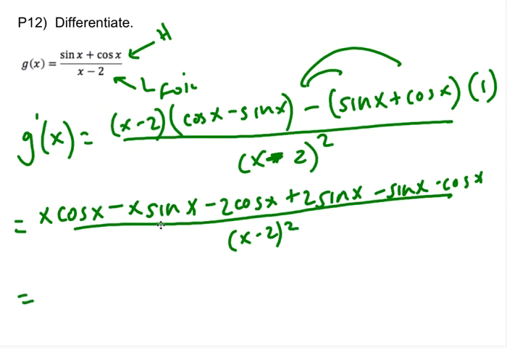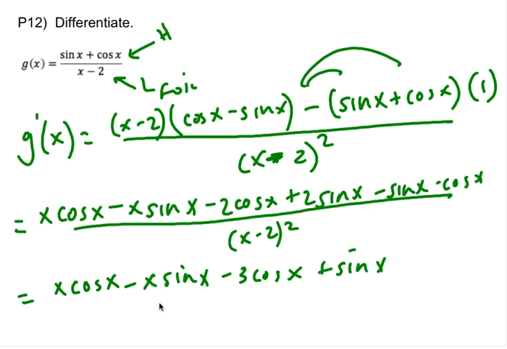So when I combine my like terms, it seems to me that I get that this is an x cosine of x minus an x sine of x, which cannot be combined. I have negative 3 cosine of x and a plus sine of x, and that's the best I get.